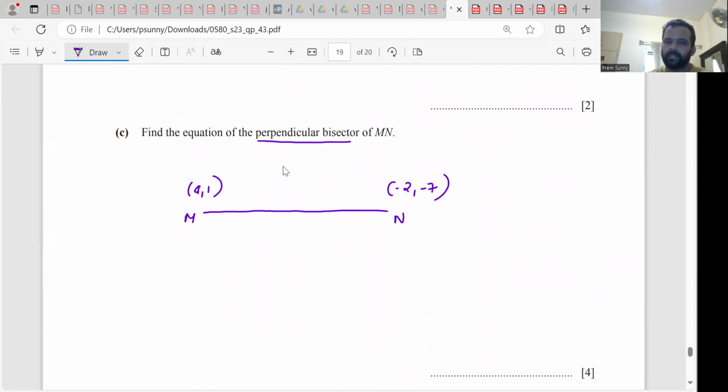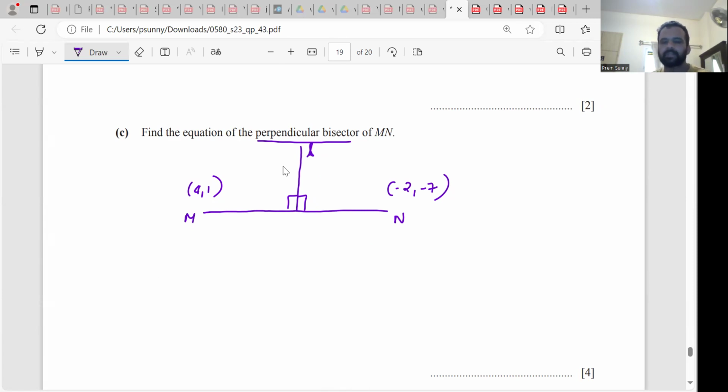Perpendicular bisector means it will be a straight line passing through the midpoint of MN, and it is cutting the line MN at 90 degrees. The angle made at the meeting point will be 90 degrees. So we need to find the equation of this line. Let's call it L here. We need to find the equation of this line, which is perpendicular to MN.